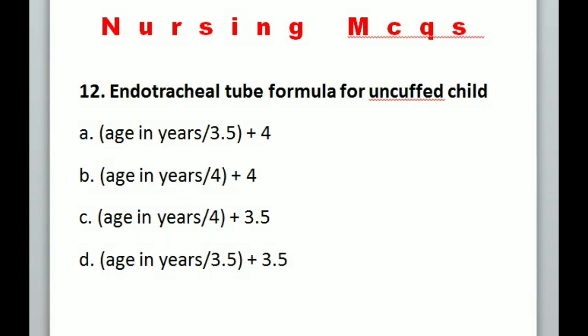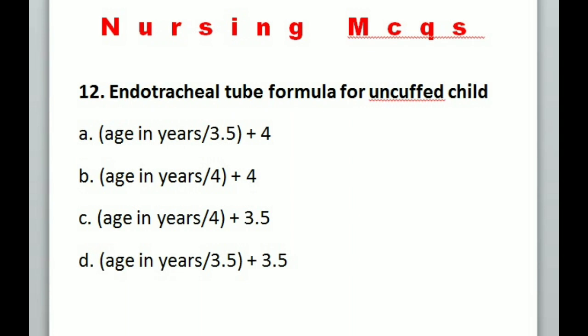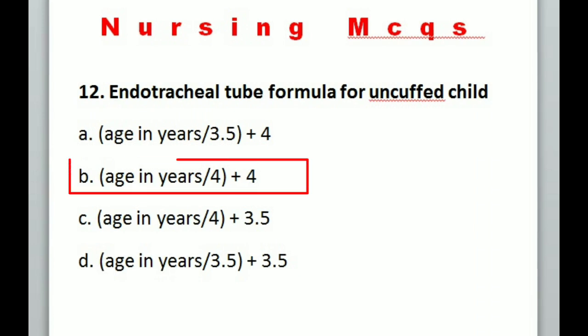12. Endotracheal tube formula for uncuffed child. A. Age in years/3.5 + 4. B. Age in years/4 + 4. C. Age in years/4 + 3.5. D. Age in years/3.5 + 3.5. Correct option is B. Age in years/4 + 4.